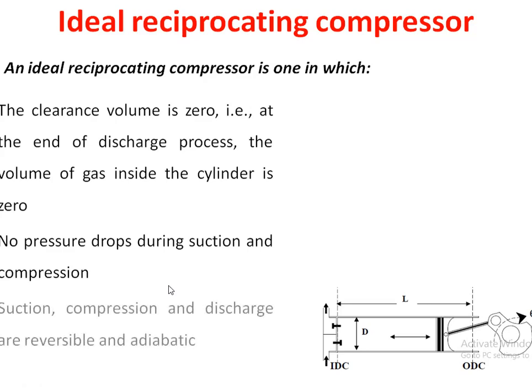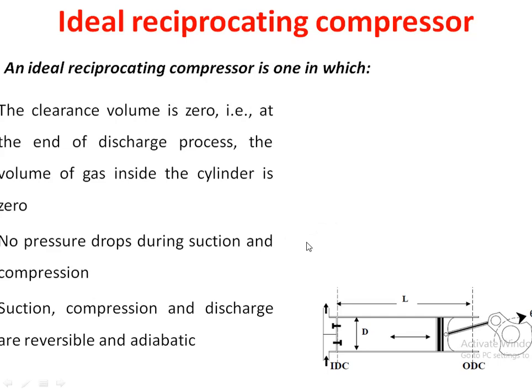The third assumption is that suction, compression and discharge are reversible and adiabatic, which is not the case. In actual cases, these processes are not reversible, but we assume that suction, compression and discharge, all three processes, are reversible in nature. When these conditions are satisfied, such a compressor is known as an ideal reciprocating compressor.